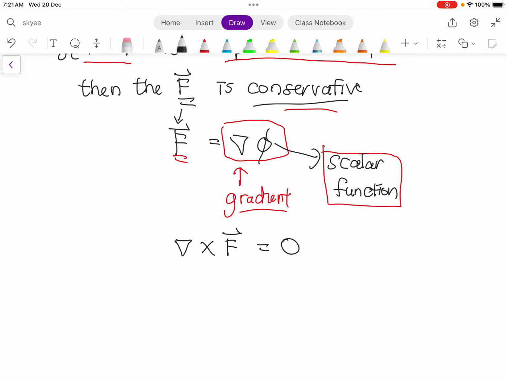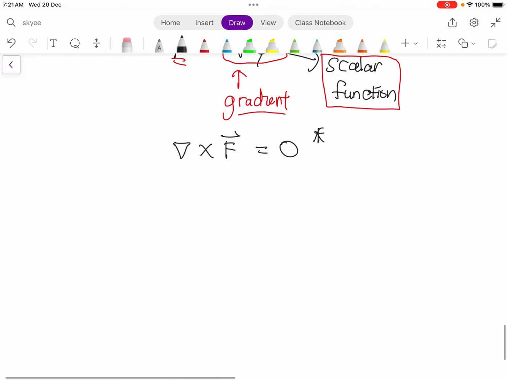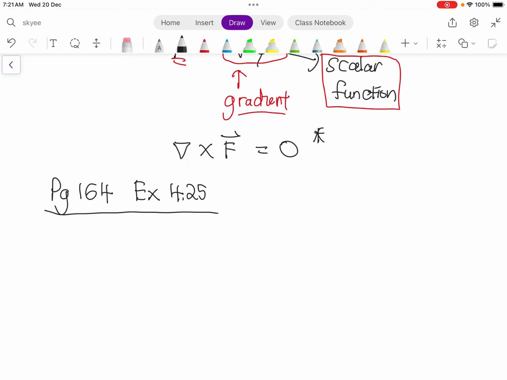Okay, the curl of the vector field will be equal to 0. So when this is, I introduce you to the scalar function here, because there is an alternate technique for you to find the work done. You can refer to page 164 of your module. We look at example 4.25. This is to find the work done as well by using a different technique.